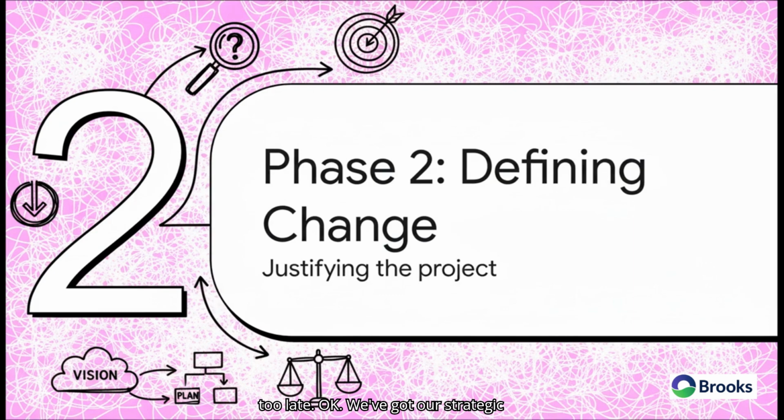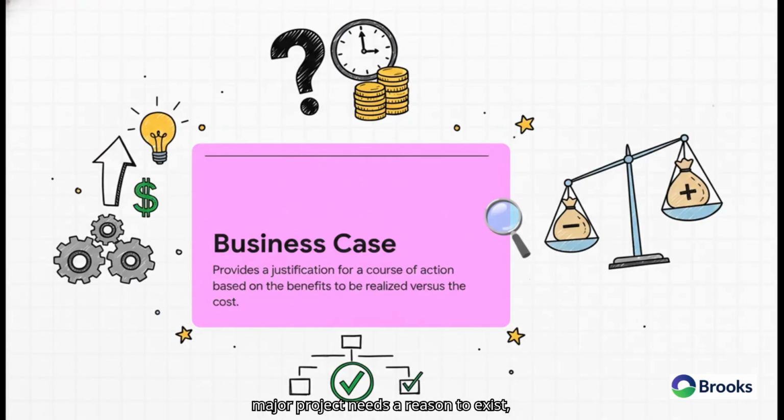Okay, we've got our strategic vision. We know where we want to go. Now for Phase 2, how do we actually do it? This part is all about creating the plan, justifying the project, and coming up with the solutions. Every major project needs a reason to exist, and that's where the business case comes in.